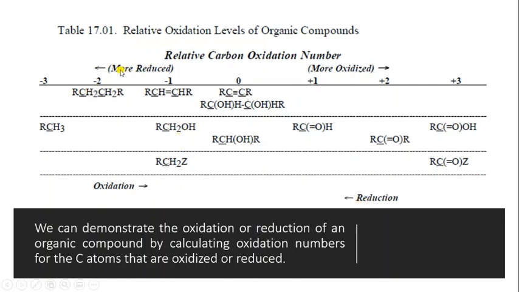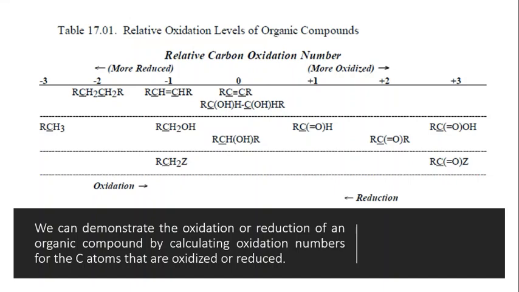But on the other side, if you see on the right side of that 0, you see that the oxidation numbers are going in the positive direction, and the more positive the number becomes, the more they are oxidizing. For instance, for the RCOOH and then for the RCOOR, etc., you see that the oxidation number is increasing. It means that the oxidation level is increasing.